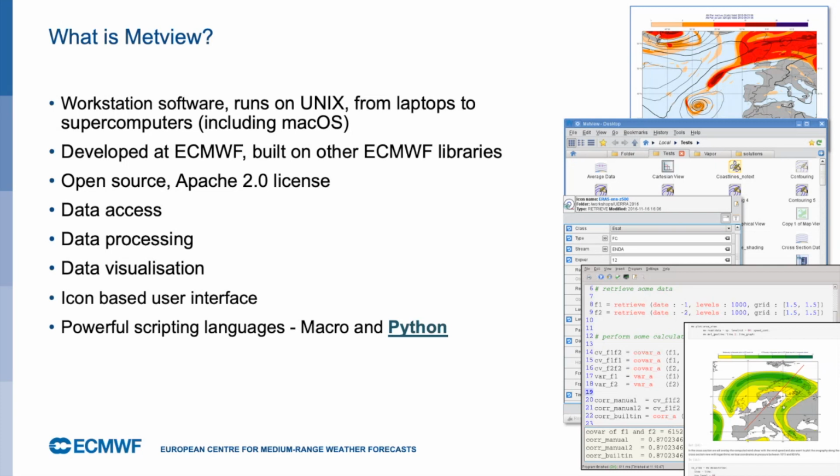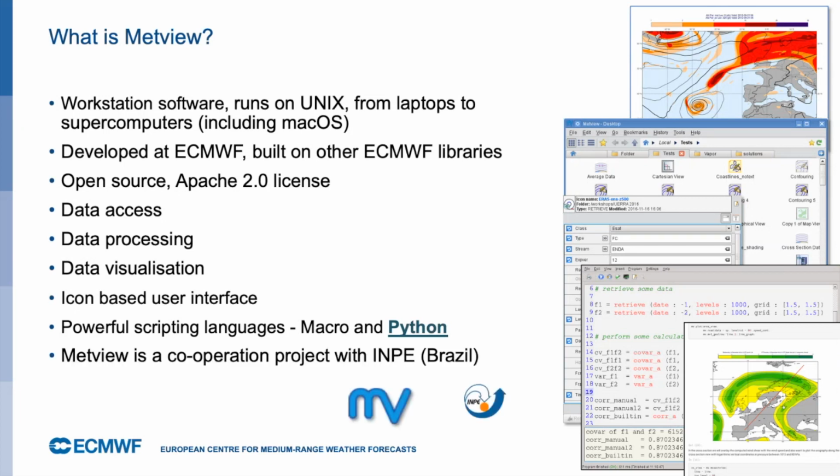Macro was a language written originally with Metview. Nowadays, we tend to push people towards Python because it gives you more flexibility, because you can interact with all the wonderful Python libraries that are out there. Whereas if you use Macro, you're kind of in a more isolated environment. You can only use the Metview functionality. So we push people towards Python nowadays.